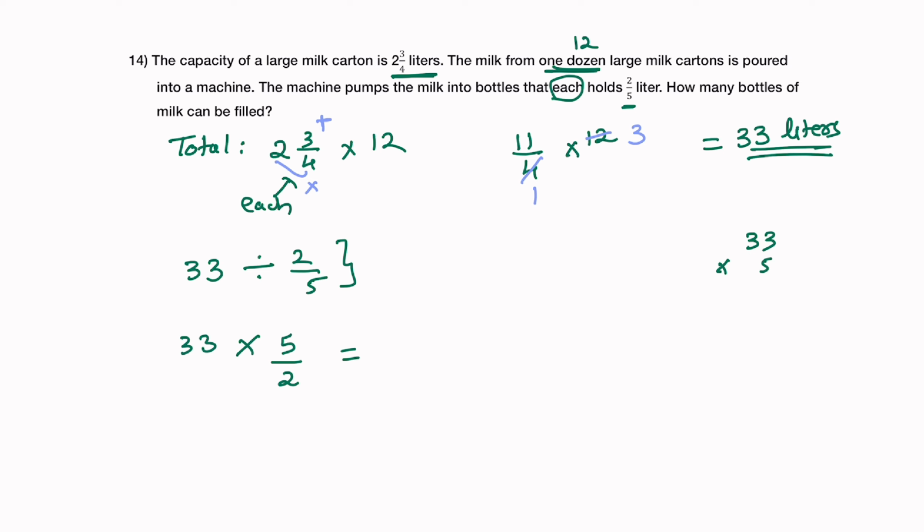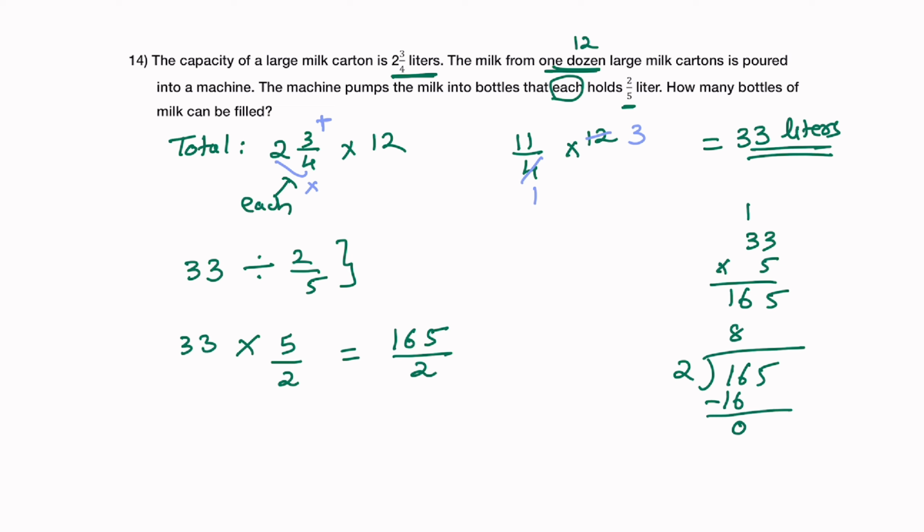33 times 5. 5 times 3 is 15, 1 carry. 5 times 3 is 15, 15 plus 1 is 16. So that's 165 upon 2. Now 165 divided by 2. 2 times 8 is 16. That's 0, that's 5. 2 times 2 is 4. 1 remainder. So we put 0 and a decimal here. So 2 times 5 is 10. So the answer is 82.5.